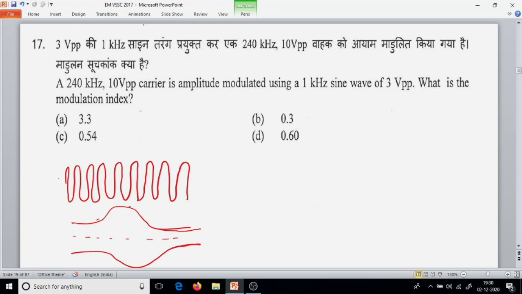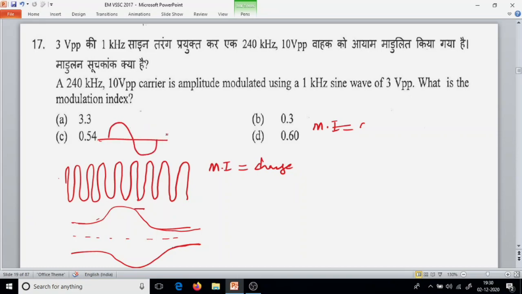Okay. So this is the V max. Now, what is modulation index? Modulation index equal to change in carrier amplitude. I write here MI, modulation index equal to change in... And what is the signal? Signal, I did not show you. Signal is like this.